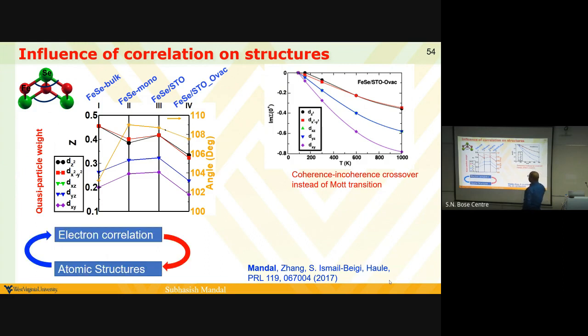So now we've learned, very seriously, that the electron correlation and atomic structures are working in a feedback loop. One is controlling the other, simultaneously. So this is what we have learned, and we have to explore.